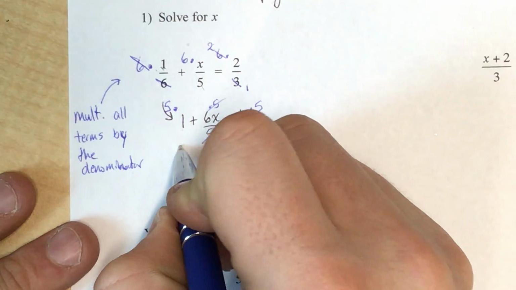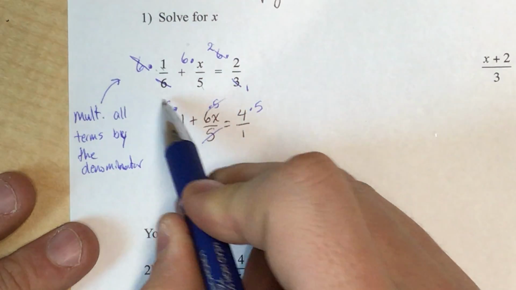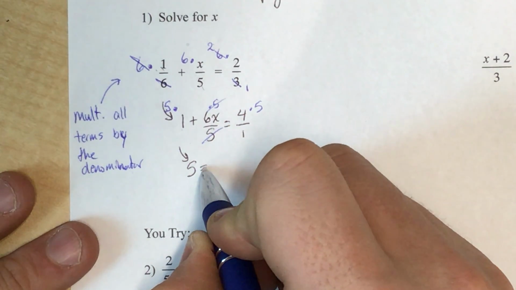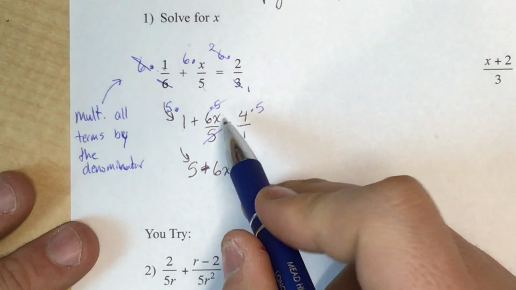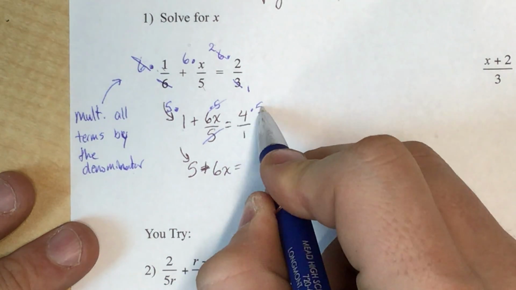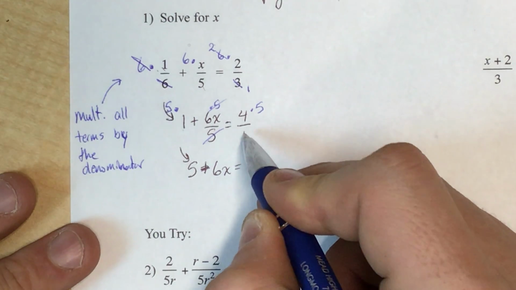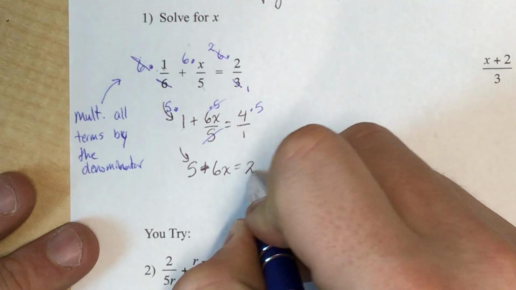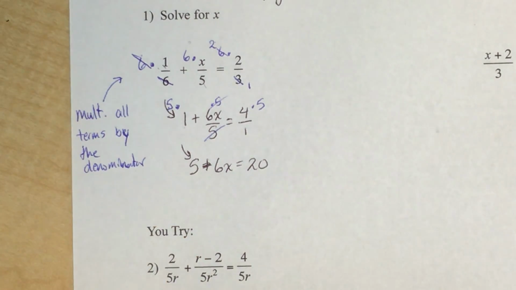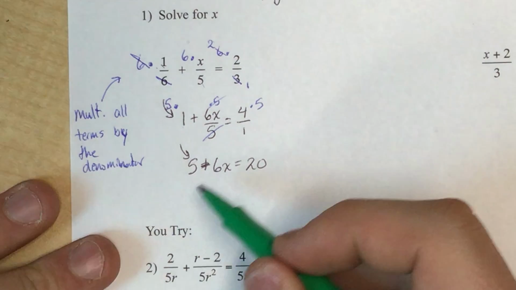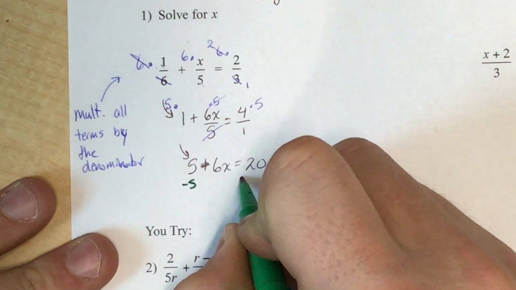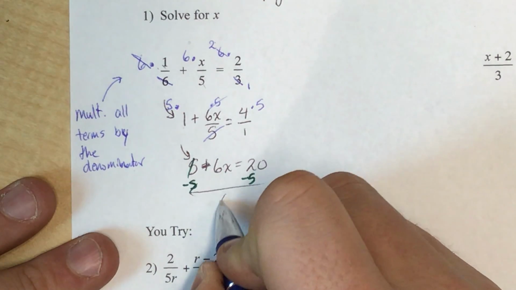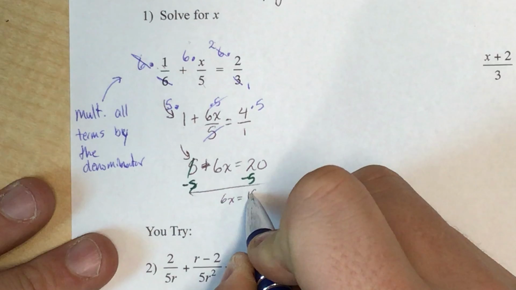And so now we have 1 times 5, which is 5. That is equal to, all that's left over in the numerator is 6x, so plus 6x, and that is equal to 4 times 5. Now this time I'm not going to put 4 times 5 over 1. 4 times 5 is 20. 20 divided by 1 is 20. So equals 20. Then we're just going to solve this equation like we normally know how to. 5 plus 6x equals 20. Subtract 5, and you get 6x, which is equal to 20 minus 5 is 15.